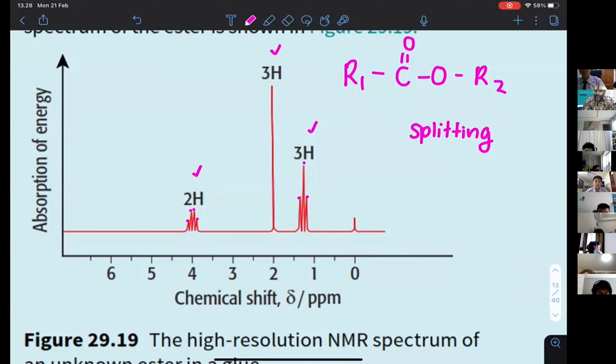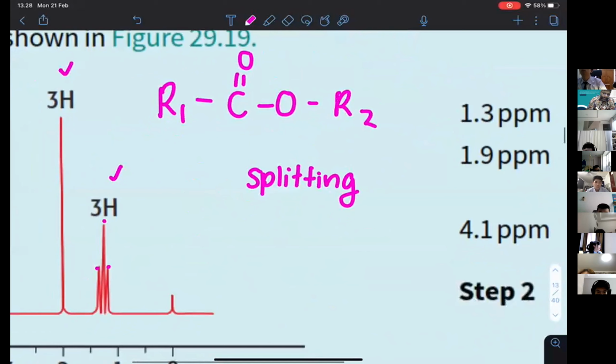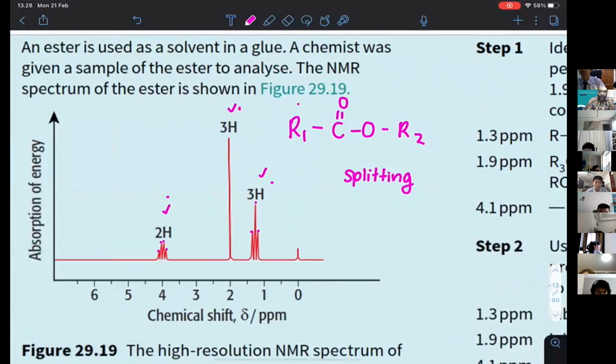That is the first thing that I need to know. I have 3 hydrogen environments. Out of these 3 hydrogen environments, the hydrogen environments don't simply come with an H over here. It cannot be 1 H over here. Why? Because there's 2 H, 3 H, 3 H. There is no 1 H, so definitely it cannot be 1 H over there.